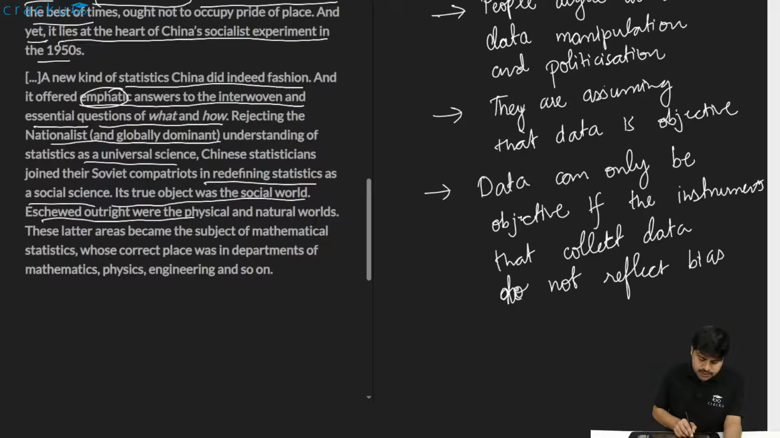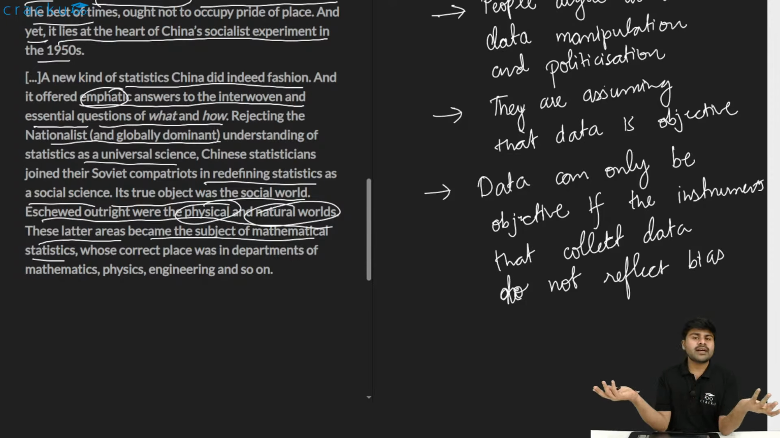Eschewed outright were the physical and natural worlds, right? They essentially declared that the physical and natural worlds were not related at all to statistics. These latter areas, which latter areas? These ones, the physical and natural worlds, became the subject of mathematical statistics. So they separated statistics from mathematical statistics.